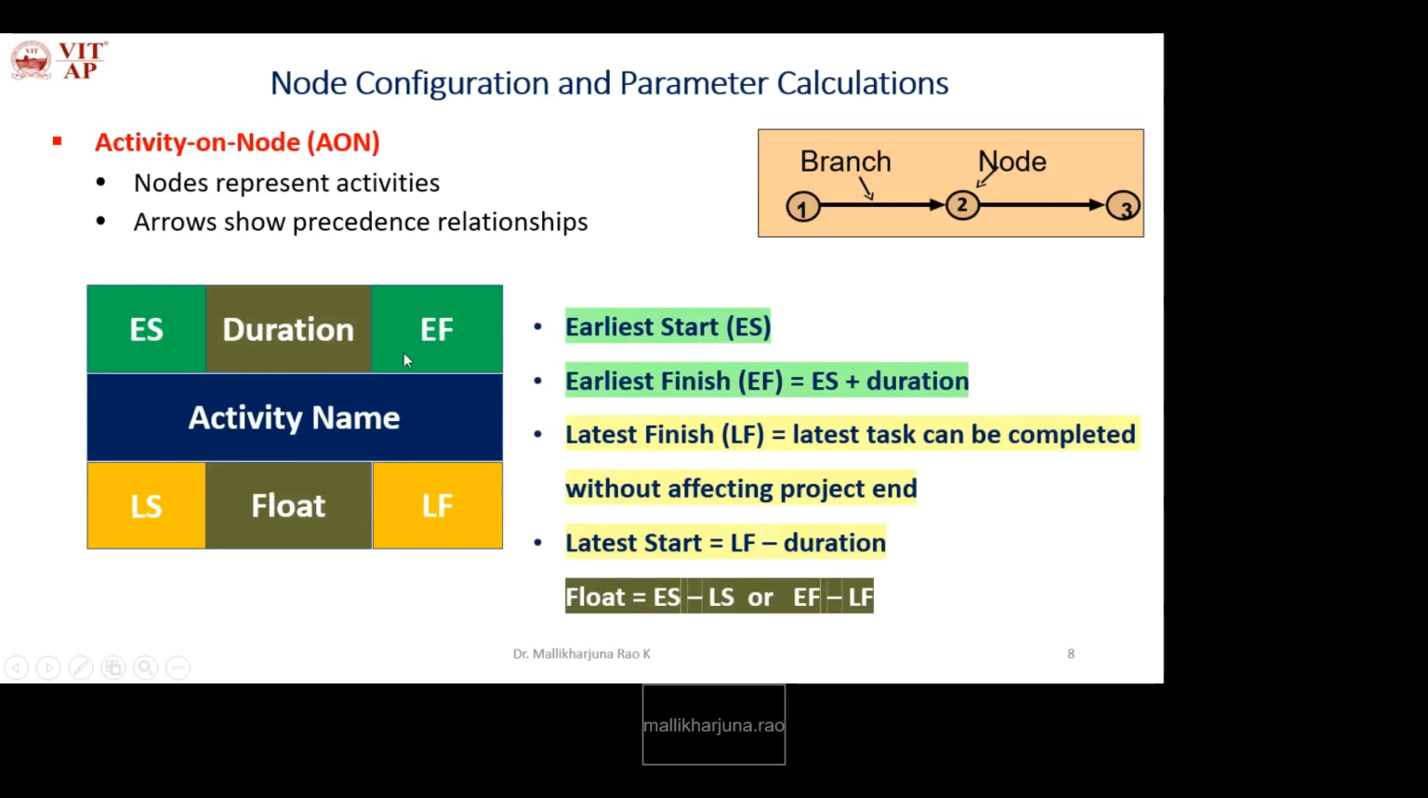Earliest finish, how will you calculate it? Earliest start of the activity plus duration of the activity. Then latest finish, how will you calculate it? It is the latest time a task can be completed without affecting the project, calculated from the last activity to the first activity. Latest start, how will you calculate it? Latest finish of the activity minus duration. Float is the difference between ES and LS, or the difference between EF and LF. In detail we will learn here.